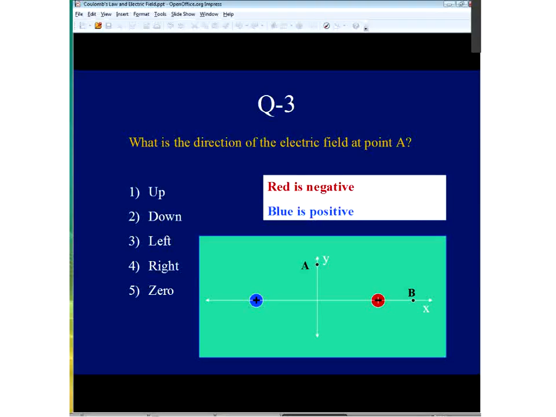Now, try this one at A. Sir, it's towards right. Towards right. Let's see. Yes. Towards right should be correct.